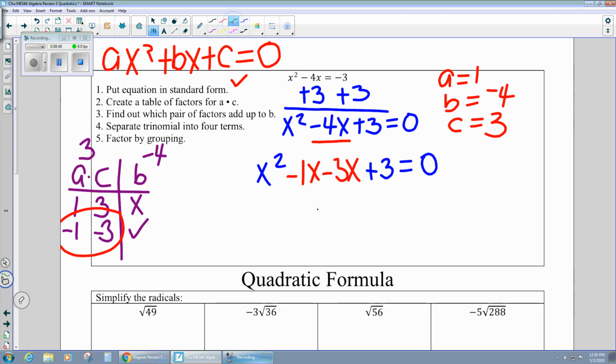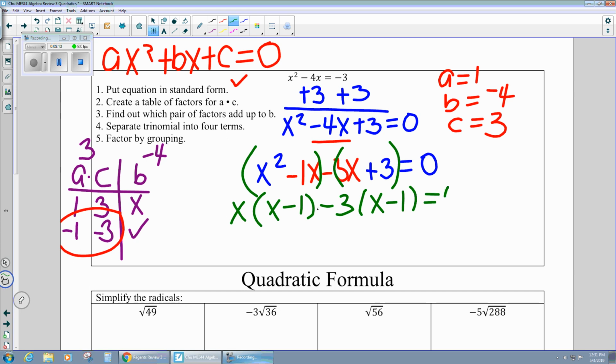The next thing we want to do is draw parentheses around the first two terms and then around the last two terms. And now we're going to factor by grouping. In this first group, I can factor out an x, and I'll be left with x minus 1. In this second group, be very careful. We're factoring out a negative 3, so that we are left with x minus 1 inside of our parentheses. Just like before, an easy check, I see that my x minus 1s are the same inside the parentheses, so that's going to be one of my factors. Your other factor is everything that's left over.